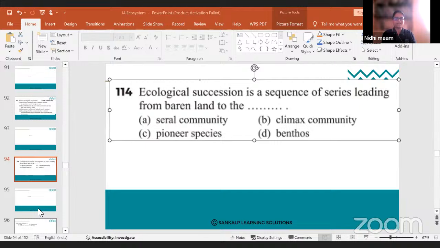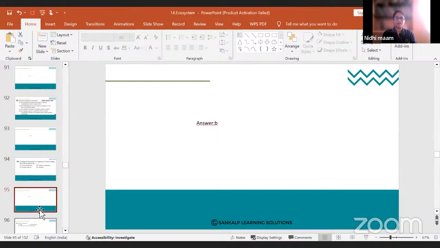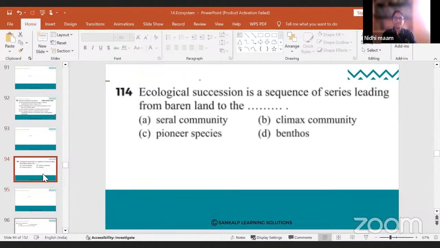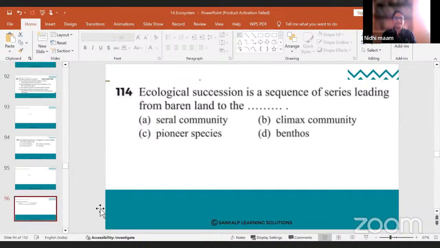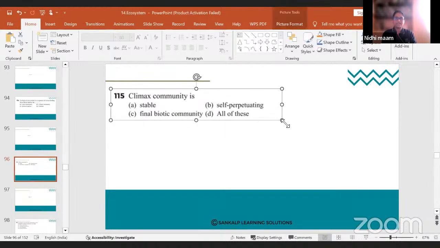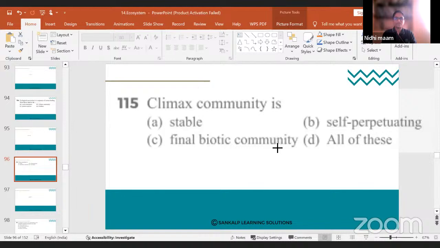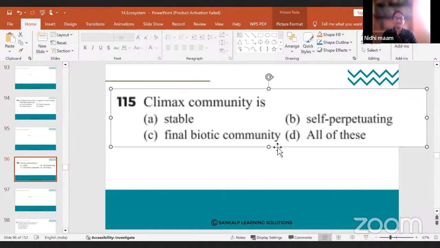Let us check the answer here. The right answer is option B. Some of you opted for option D. So option B is climax community. Next question. Climax community is stable, self-perpetuating, final biotic community, all of these. What do you mean by climax community?